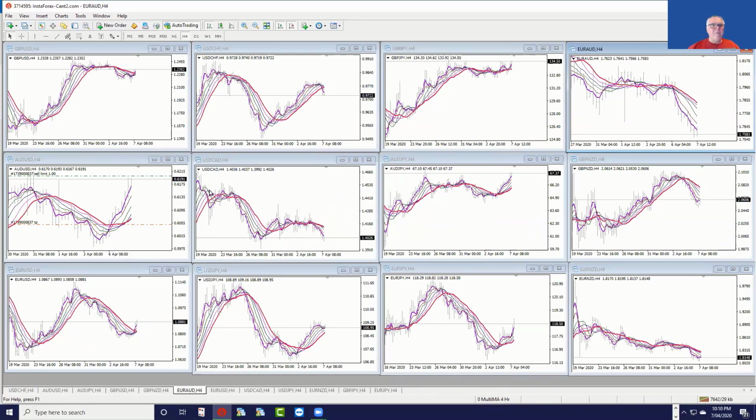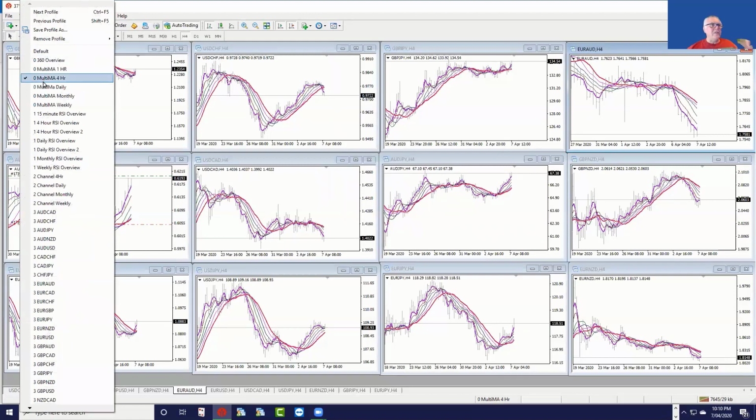Again, we're just getting a feel of what's going on in the market at the moment. There are quite a few little trends that have started here, so let's go and have a look at the trends. And bear in mind that the US dollar is weakening, so we're going to see a few trends developing.